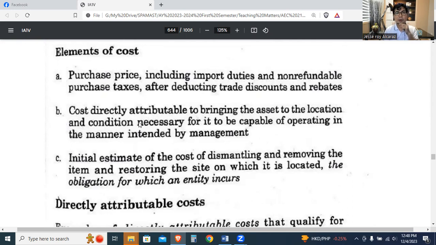PPE. Now, pag-abot sa planta nato, kailangan pa nato siya i-diskarga, kailangan pa nato siya i-install, kailangan pa nato siya i-program para magamit nato. So let's say there's another additional cost of 50,000 pesos. Sige, lista nato ha para di na pamalimutan.